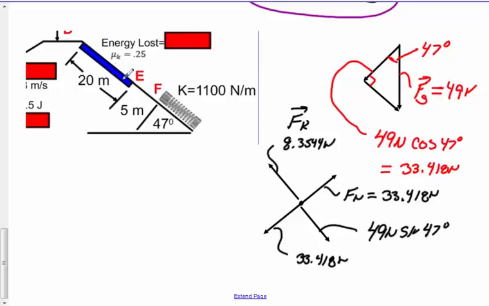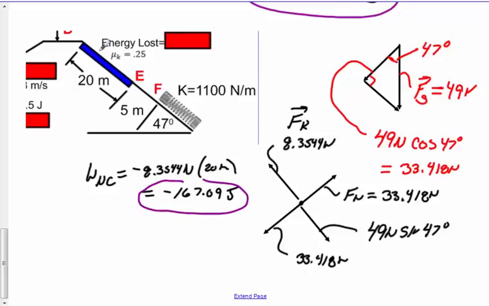because that's the application of the force all the way along. I multiply that by 20, and my work done by non-conservative force, again, is going to be negative 8.3544 newtons times the distance of 20 meters. When I do that, I will get minus 167.09 joules. So that's the work done by non-conservative forces between here and here.